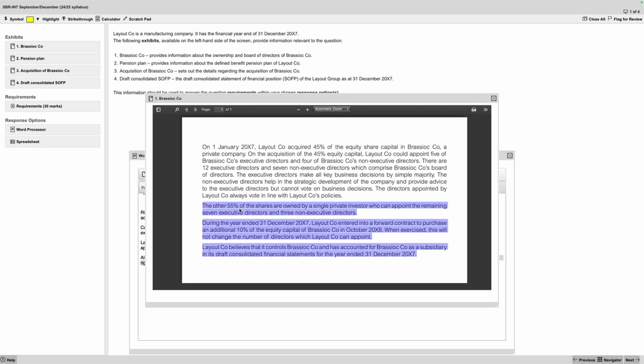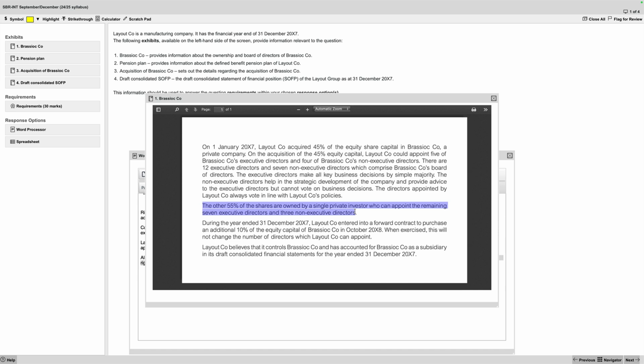Carrying on, the other 55%, so we own 45, remember, the other 55% are owned by a single person who can appoint the remaining 7 executives and 3 non-execs. So the other 55%, he or she has complete control over the 7 executive directors. So the other 55% has control. And that's always the case if it's just one person, one investor. If it was a million, then they'd all vote in different ways. But this is one, so it's going to vote in one way. They have control. So nice and straightforward.